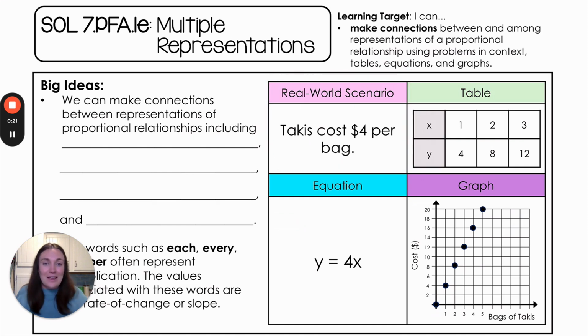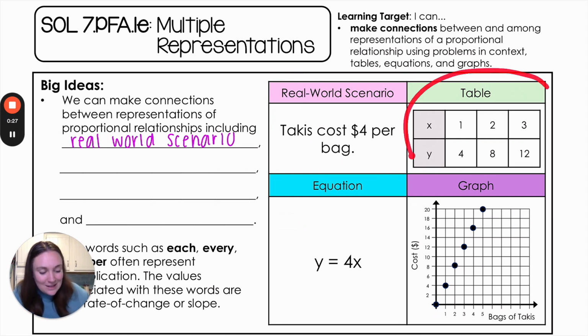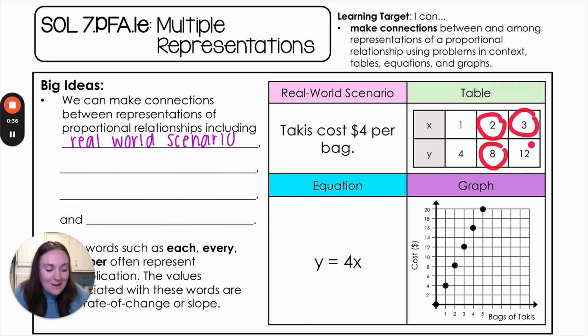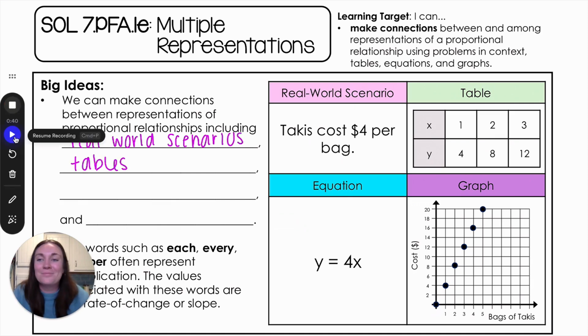In real life, we could say Takis cost $4 a bag. Our second way to represent that is to put it into a table. If I buy 1 bag of Takis, I'm spending $4. If I buy 2, I'm spending $8. And if I buy 3 bags, I'm spending $12. So you can start putting those numbers together in the table.